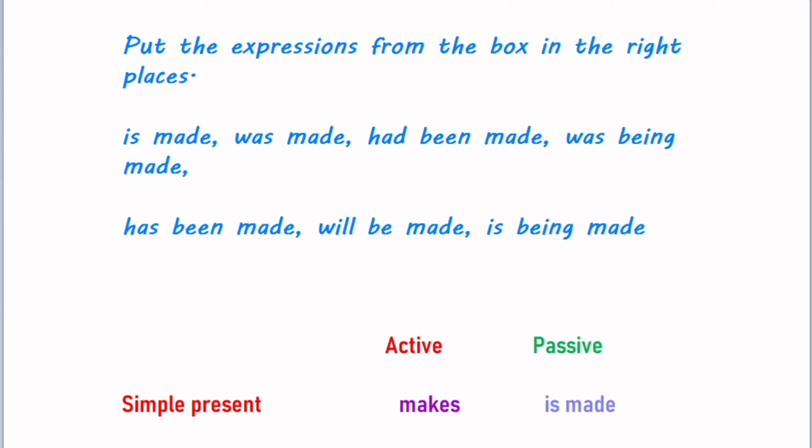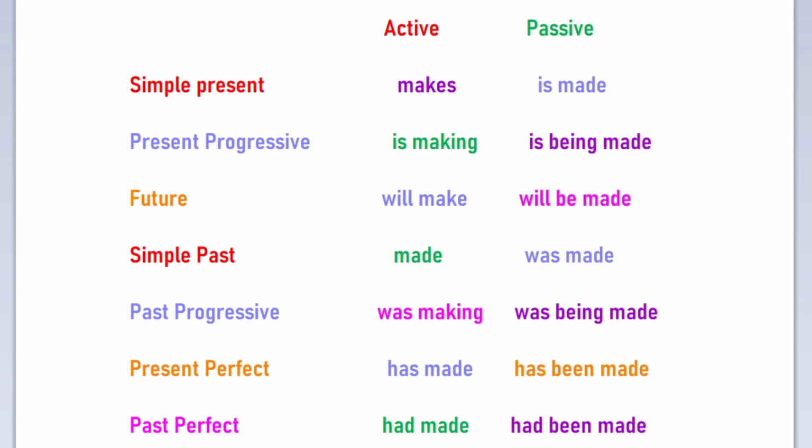Is made, was made, had been made, was being made, has been made, will be made, is being made. Simple present active makes. Passive is made. Present progressive is making, is being made. Future will make. Active, passive will be made. Simple past active made. Passive was made.